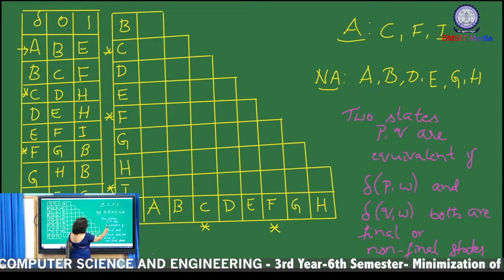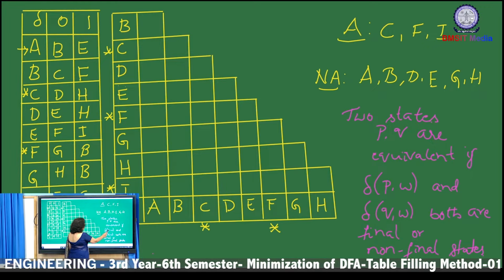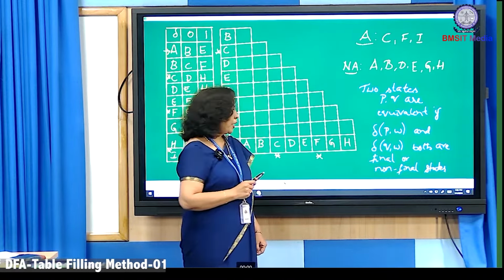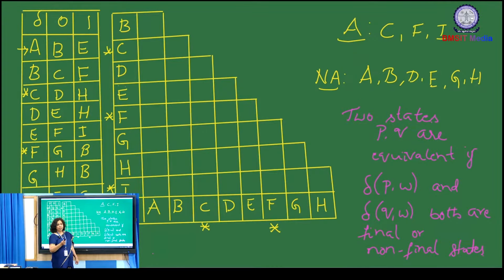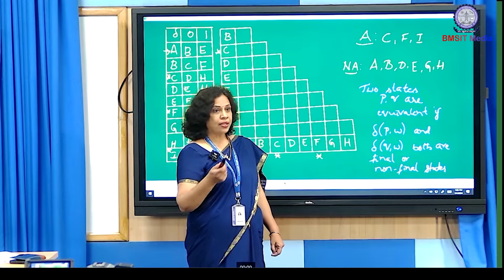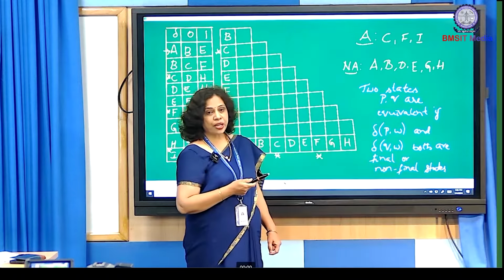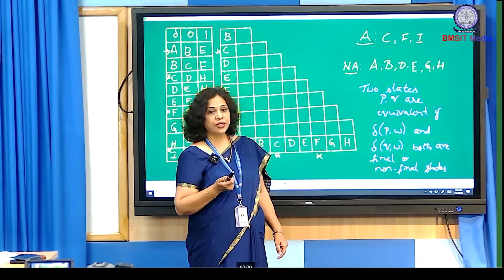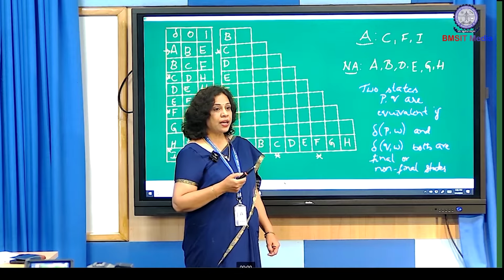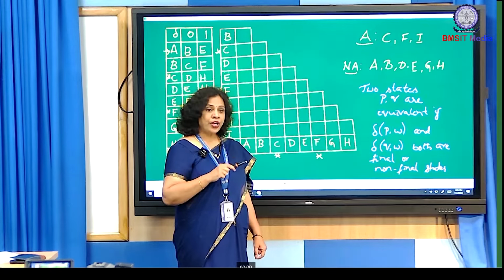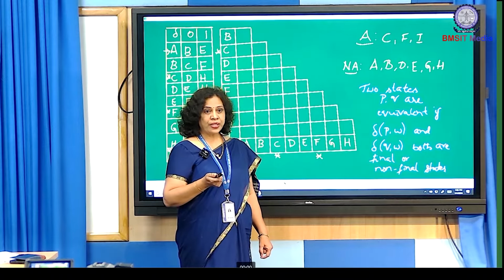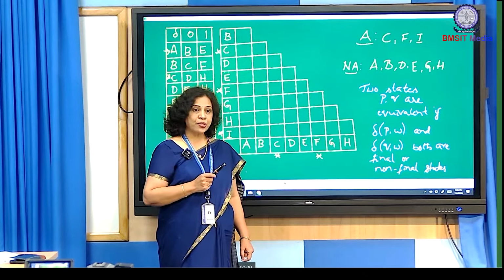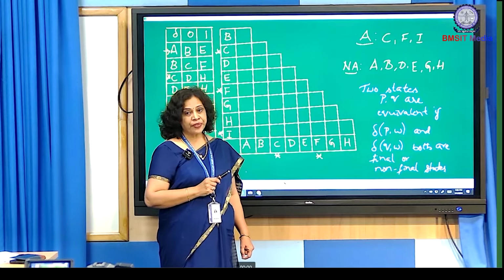Two states P and Q are equivalent if delta of P on W and delta of Q on W are both final or both non-final states. That is to say, if from state P on accepting a string W there is a transition to a final state, and Q on accepting the string W also makes a transition to a final state, or if both make a transition to non-final states, then we say they are indistinguishable. But if one goes to a final state and one goes to a non-final state, then we say it is distinguishable. So, knowing distinguishable and indistinguishable states, let's do the table filling algorithm.